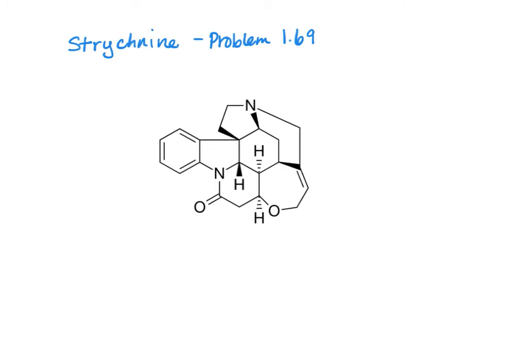Here's the structure for strychnine. It is a pesticide. This is problem 1.69 in your textbook. The problem asks you to identify the functional groups that are present in this molecule. So you will be faced with problems of this nature on your exam. So let's go through this step by step.